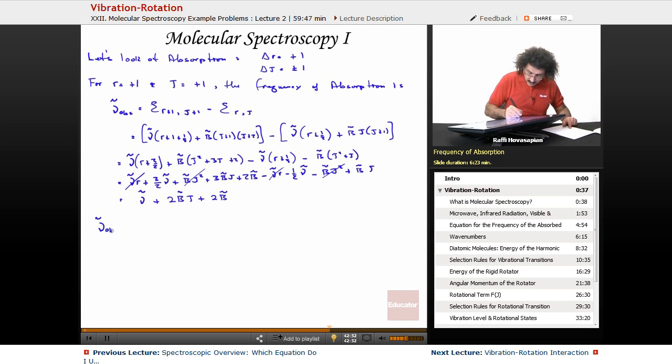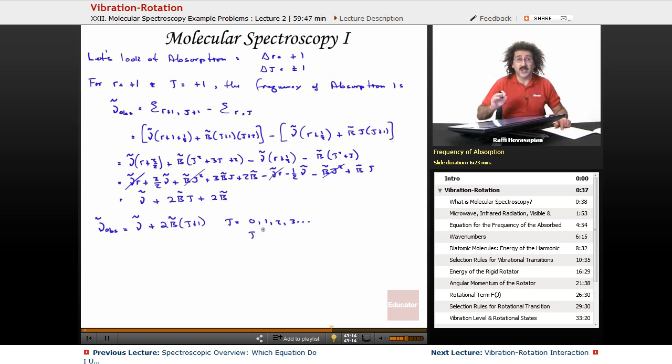So nu observed is going to equal nu plus 2B. I'm going to factor out the 2B tilde, and this is going to be J plus 1, where J is going to take on the values 0, 1, 2, 3. This is very, very important. J here is the value of the lower rotational state. In other words, the lower quantum number. The quantum number on the lower state.